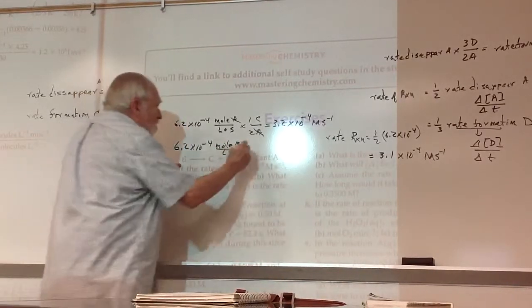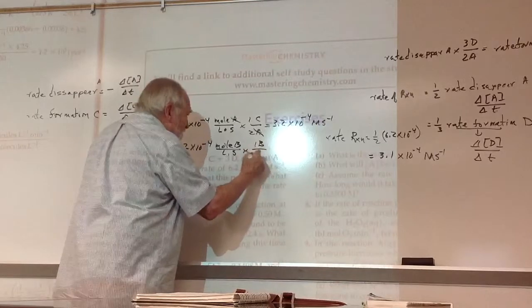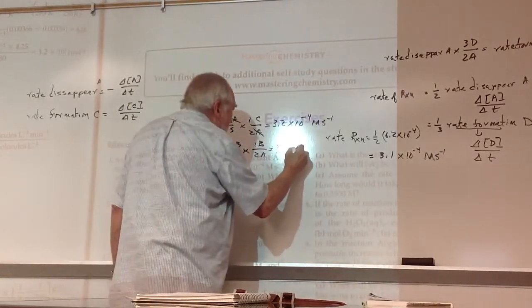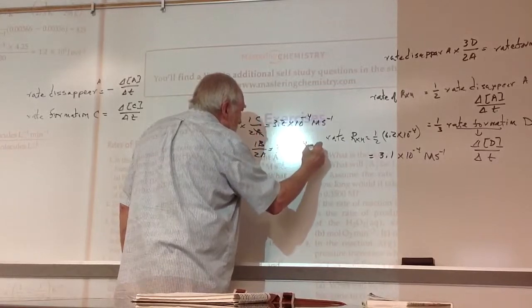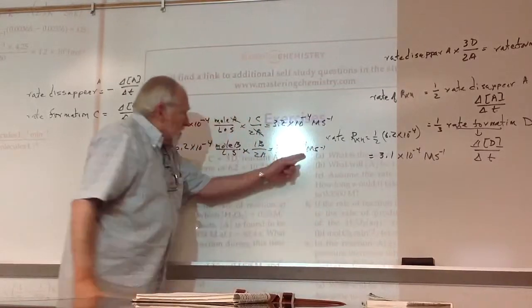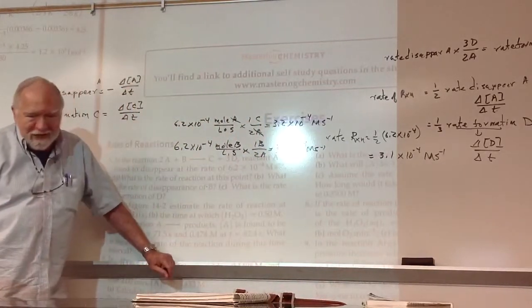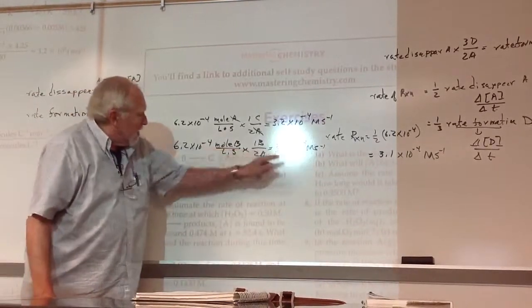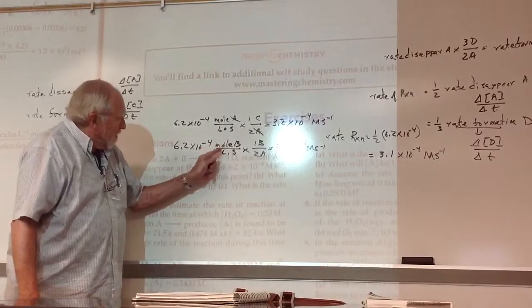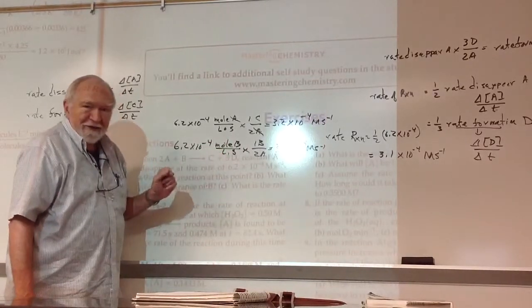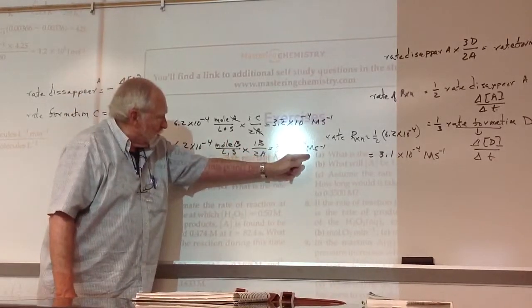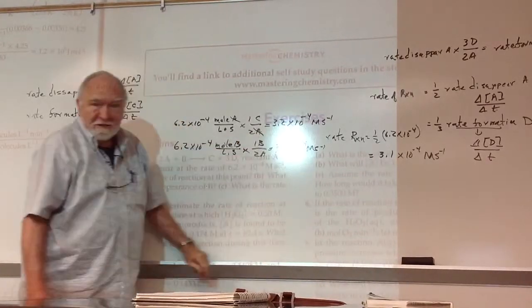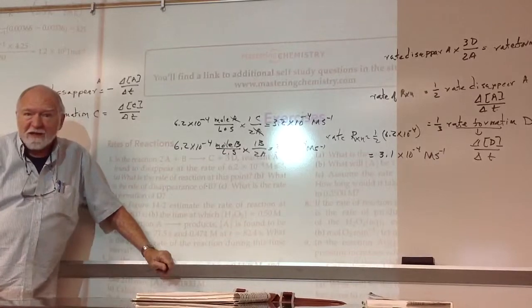And there's 1B per 2A. Notice when you just look at the units, molarity per second, that doesn't really tell you what you're talking about. But if you expand this out, where you convert the molarity, it'd be moles of B per liter. This would be moles of C per liter. That's the molarity you're talking about.